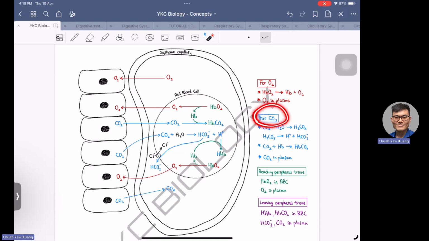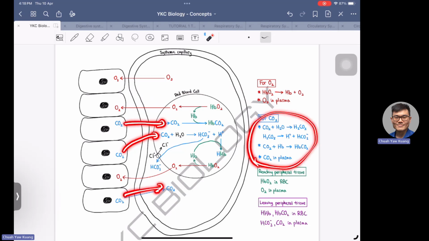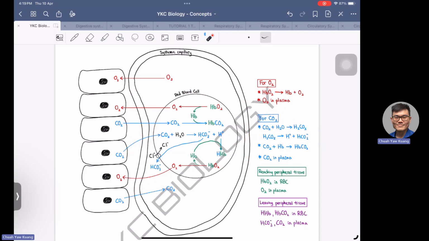On the other hand, the transport of the carbon dioxide involves the loading of the carbon dioxide into the blood. And this loading of carbon dioxide into the blood at the peripheral tissue will involve three pathways. The first pathway is to load the carbon dioxide and carry it as the bicarbonate ion. The second pathway is to bind with the hemoglobin and form the carbaminohemoglobin. And the third pathway is to remain inside the plasma as the carbon dioxide molecule.